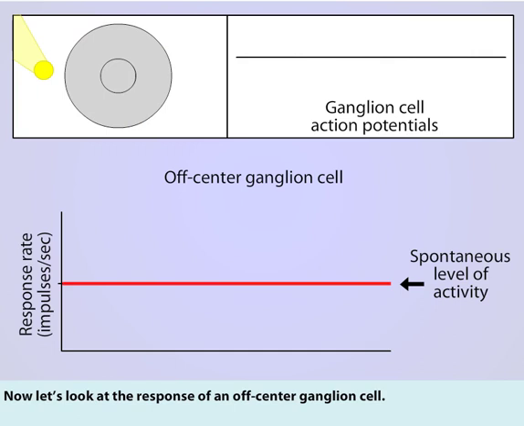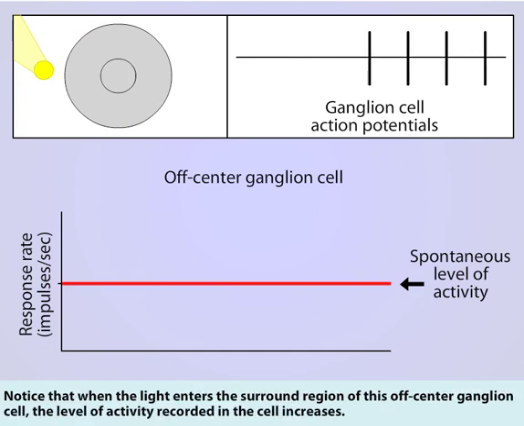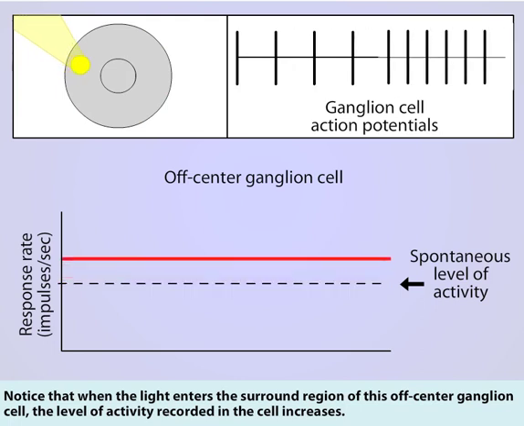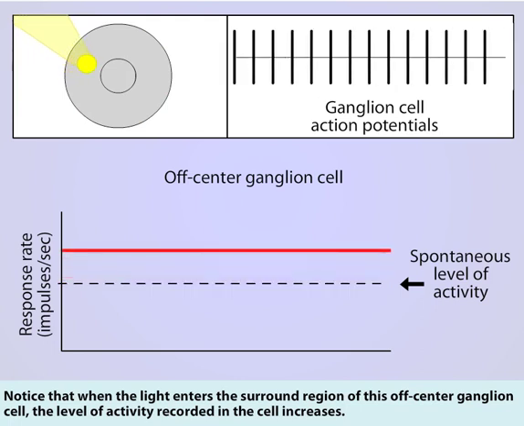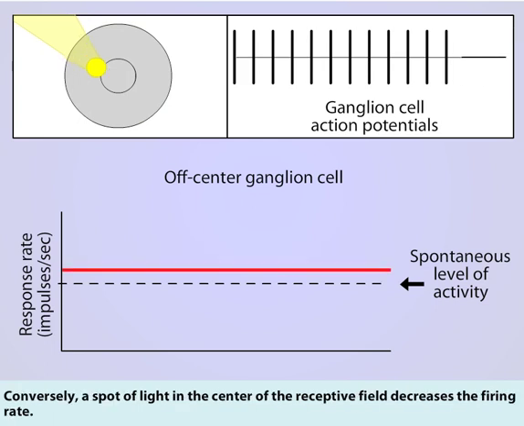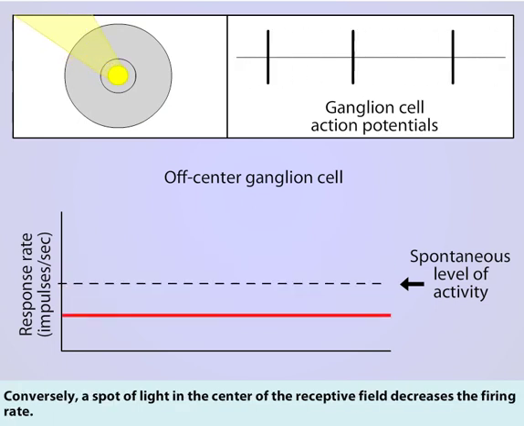Now let's look at the response of an off-center ganglion cell. Notice that when the light enters the surround region of this off-center ganglion cell, the level of activity recorded in the cell increases. Conversely, a spot of light in the center of the receptive field decreases the firing rate.